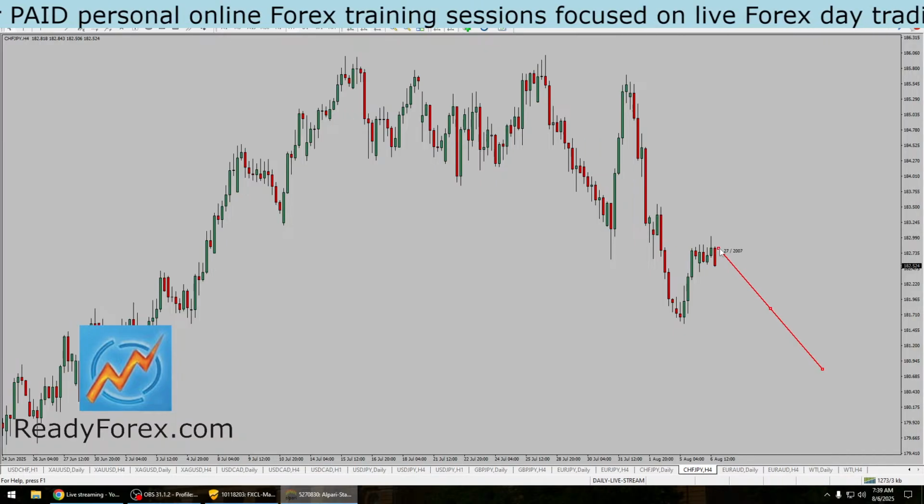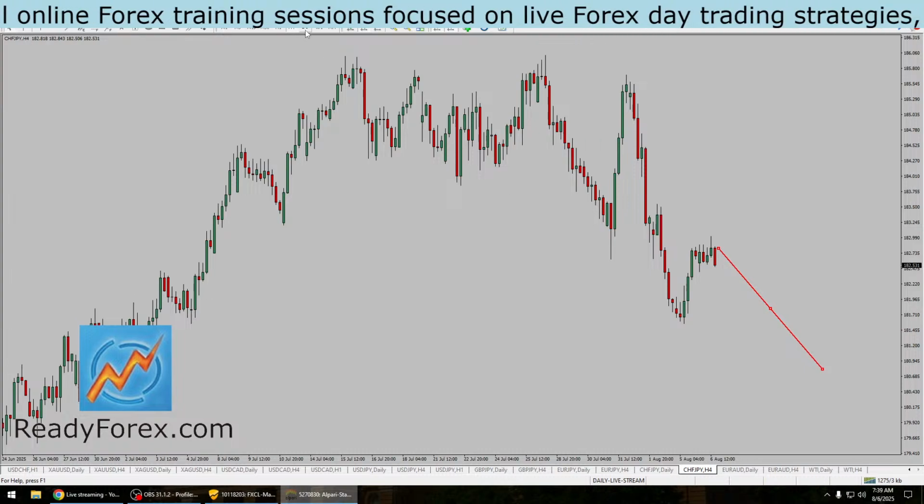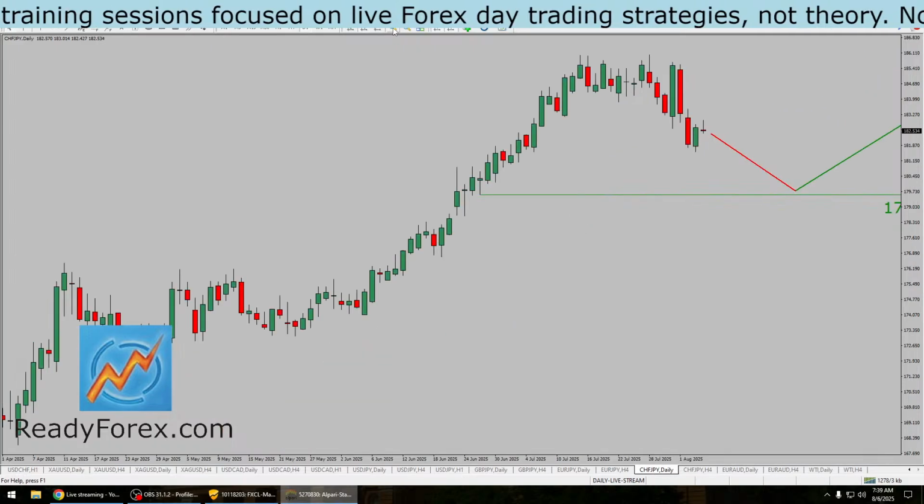Okay, next 4-hour time frame, the way I see CHF JPY, it's most likely going to drop over here. It looks kind of bearish. If you check out the 4-hour time frame, we got the breakout, and in daily, let me go back to the daily chart.